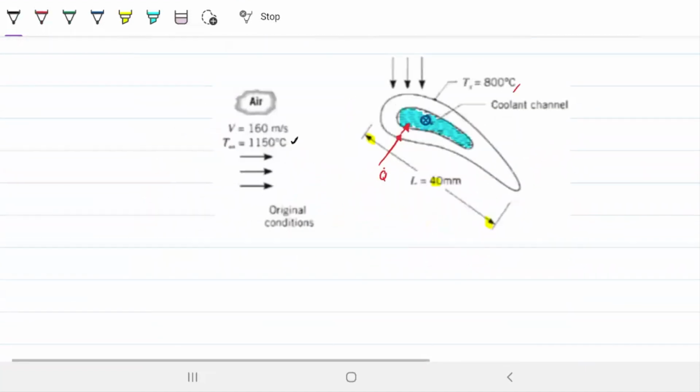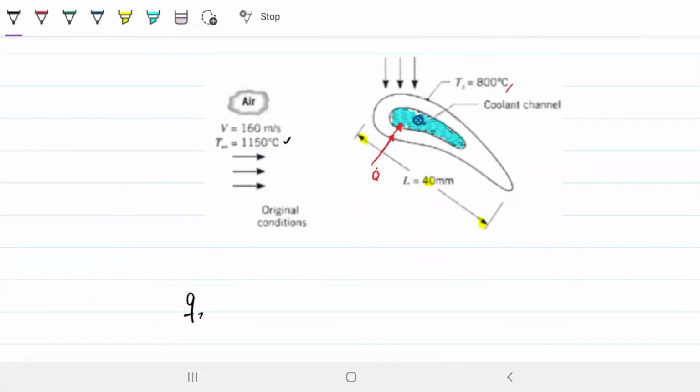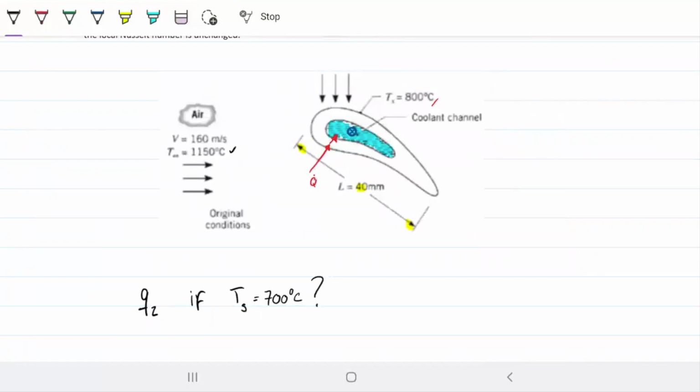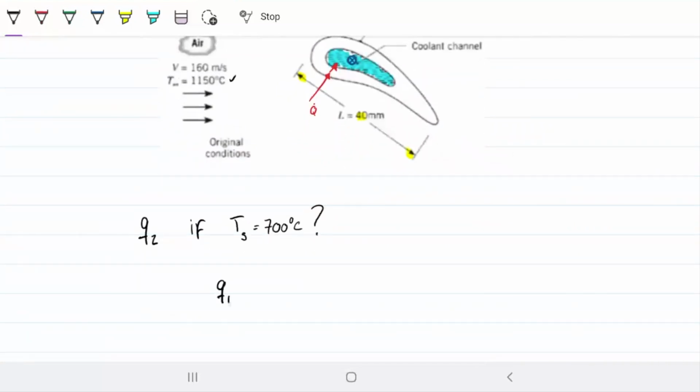Okay, so the question is, what would be the heat flux if T blade, which we call TS, is 700 as opposed to 800? Okay, so check it out. Initially, we have the information for the first case scenario. We know how much energy it is absorbing if it's 800, right? So in our first scenario, Q1, it's absorbing 95 times 10 to the third watts per meter squared for a situation in which we have a certain delta T, right?